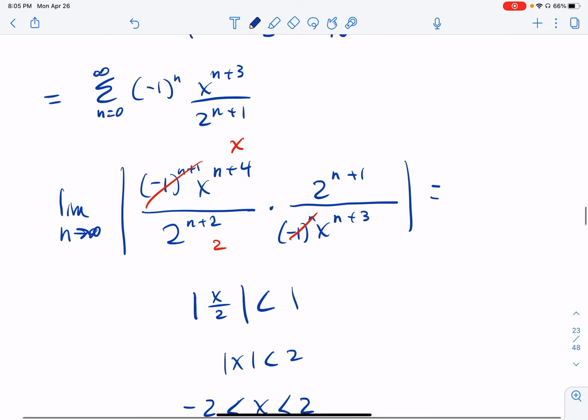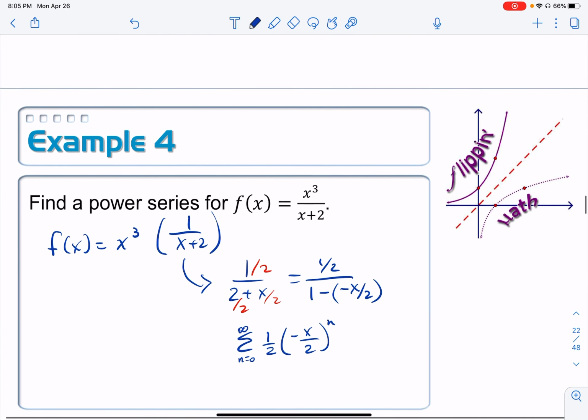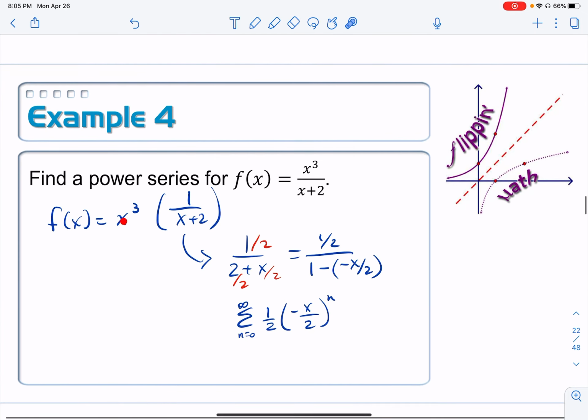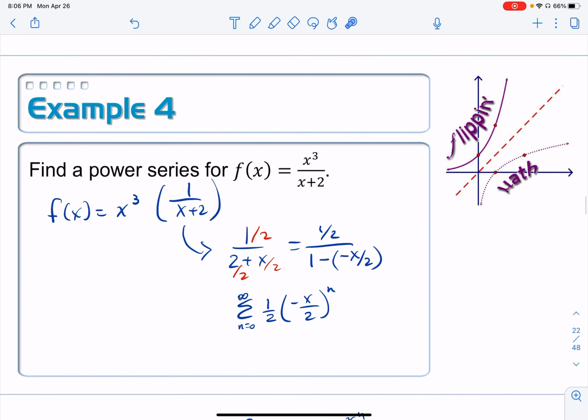All right, so what we were doing here is just some algebraic manipulation. We actually did some multiplication on this one, and on the previous one we did some composition in order to create a new power series for a known function.